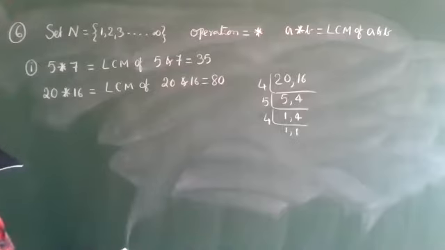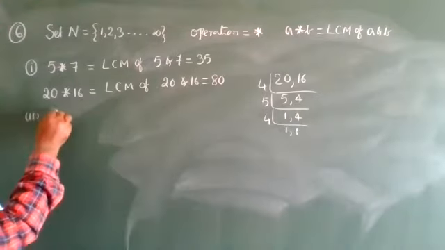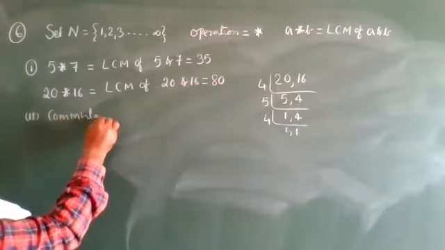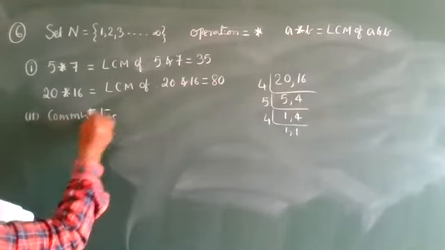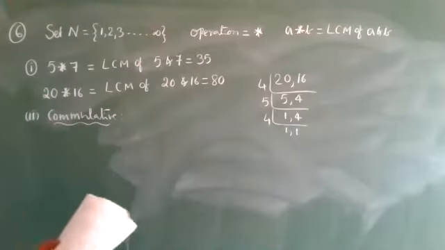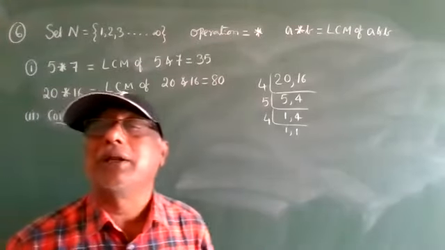The second bit is whether it is commutative or not. I already told you: for commutative, immediately take one example. If it is true, write down the statement. If not true, only one example is sufficient.